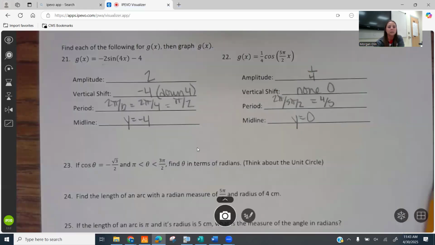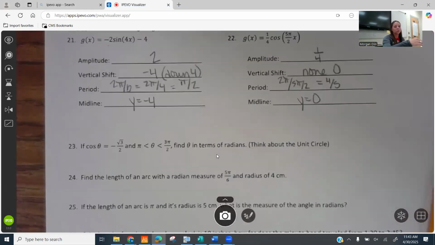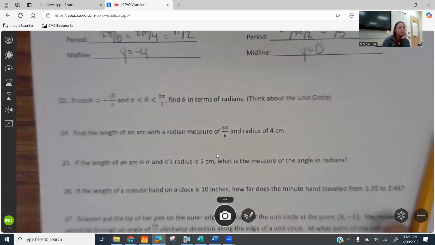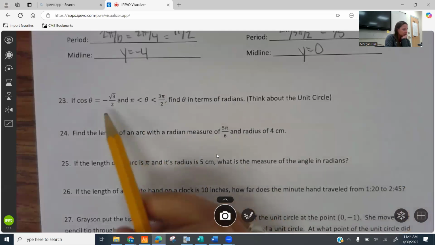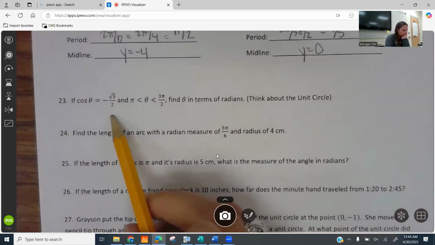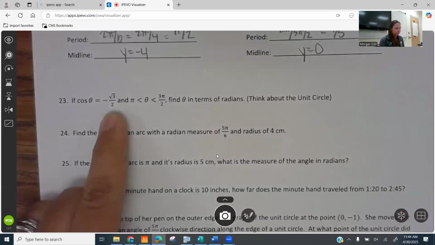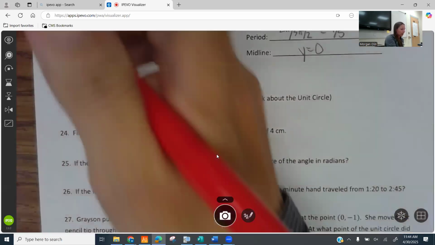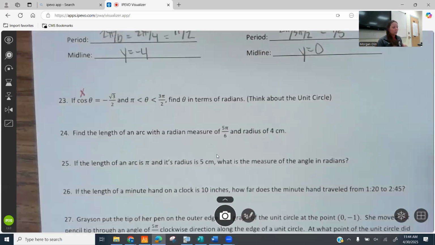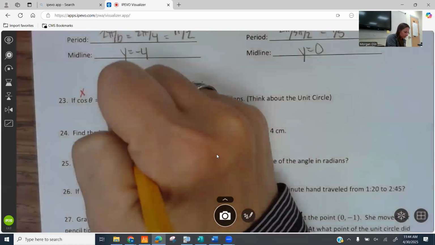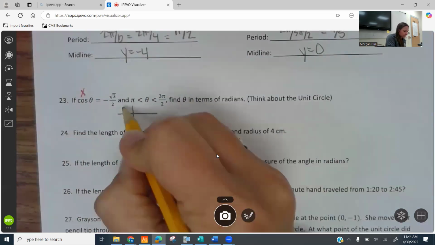All right, so moving right along. 23. If cosine of theta equals negative square root of 3 over 2, cosine would be our x value. One of the things is this is negative. Where is cosine or x negative? That's going to be in the second or the third quadrant. So it's either in this one or this one.